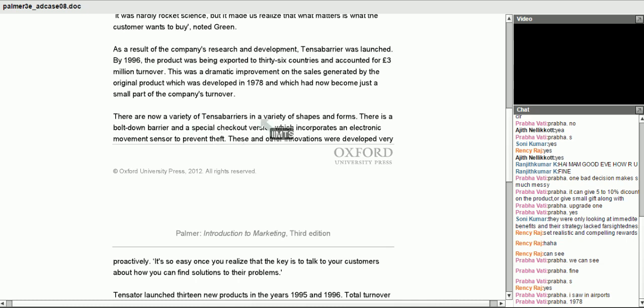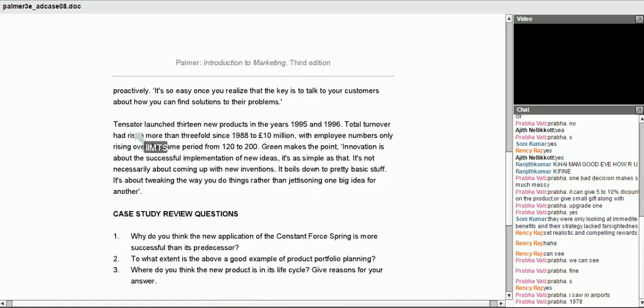There are now a variety of Tensor barriers in a variety of shapes and forms. There is a bolt down barrier and a special checkout version which incorporates an electronic movement sensor to prevent theft. These and other innovations were developed very proactively. It's so easy once you realize that the key is to talk to your customers about how you can find solutions to their problems. So they did good research work. They had the right approach, which gave them good results.